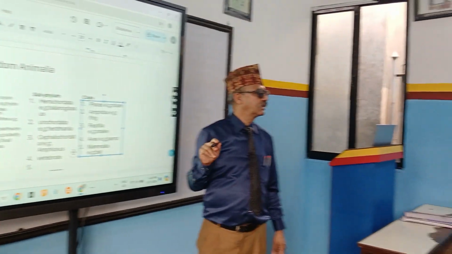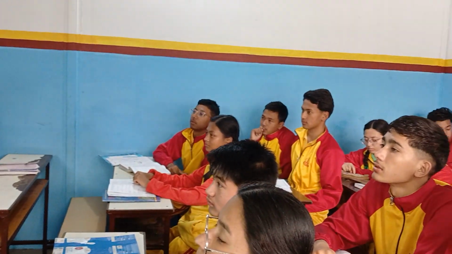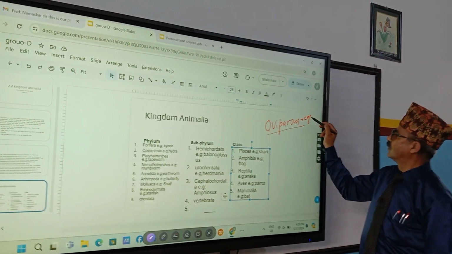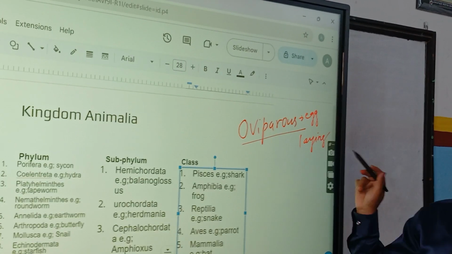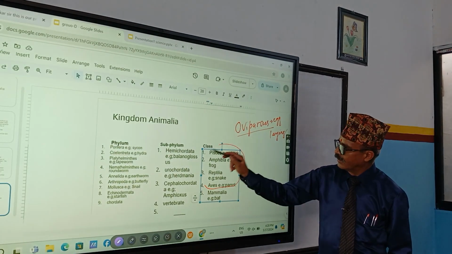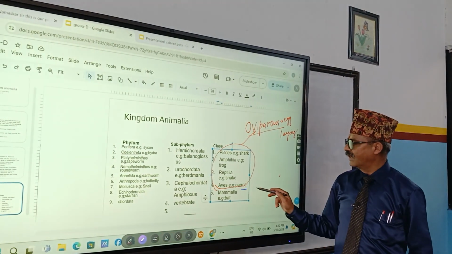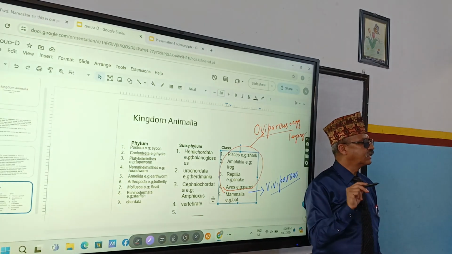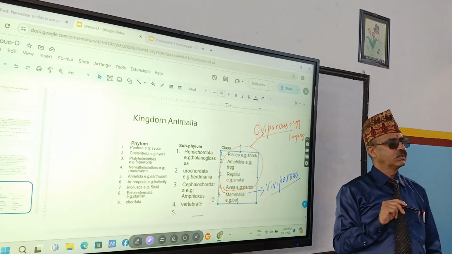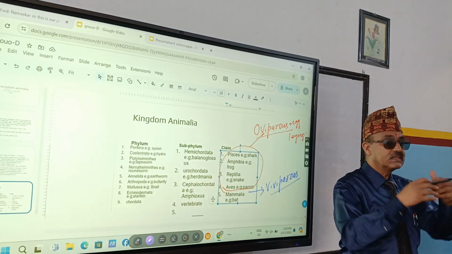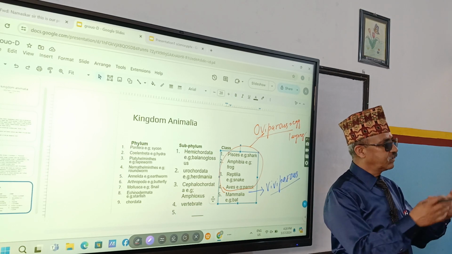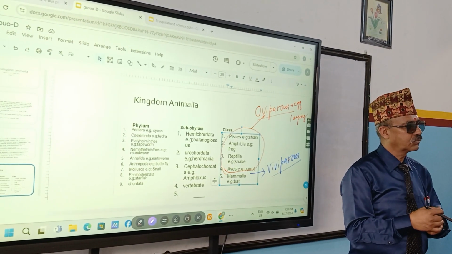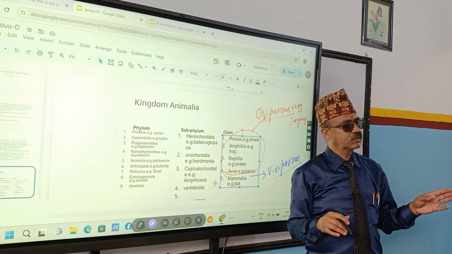Pisces, Amphibia, Reptilia and Aves are called oviparous. What do you call them? Oviparous. Oviparous means egg-laying organisms. They lay eggs. And Mammalia is viviparous. Viviparous means they give birth to their young ones. Yes or no? The female produces an egg that lies inside, but it doesn't come out. If the egg does not get fertilized, it decays, and in ladies, especially human beings, there is menstruation, no? Females go through this. But in other animals, I don't think there is menstruation, right?